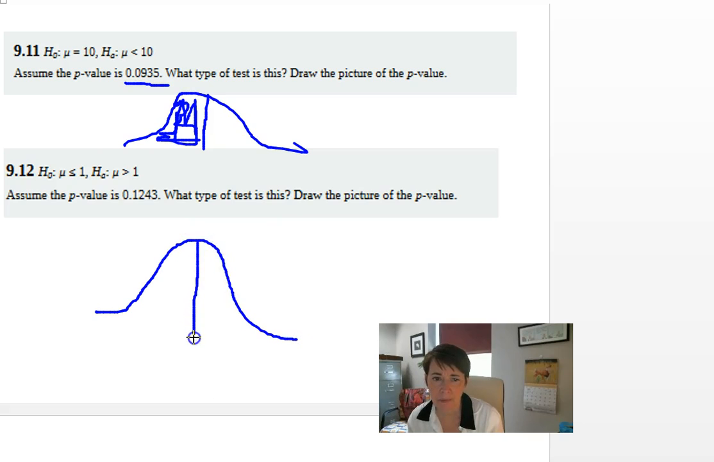Here we have 1 as our mean, and our null hypothesis is that the mean is less than or equal to 1. So this is 1 right here. And our alternate hypothesis is that it is greater than 1, this area here. And the p-value is 12%. What type of test is this? Again, this is a one-tailed test. This is on the right. And we would not reject. If this was the only information we had, we would not reject our null hypothesis in this particular case.